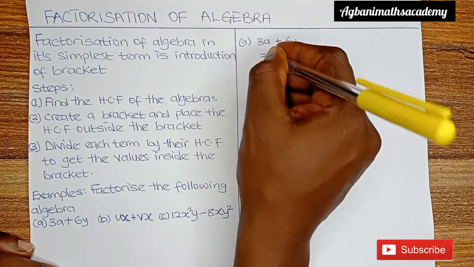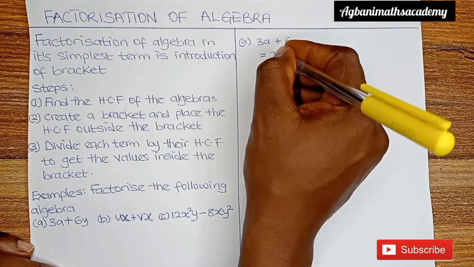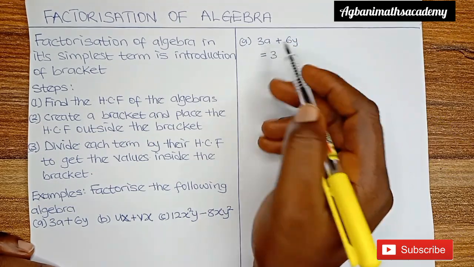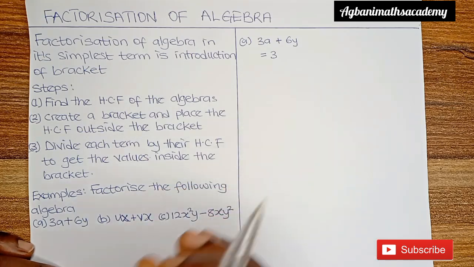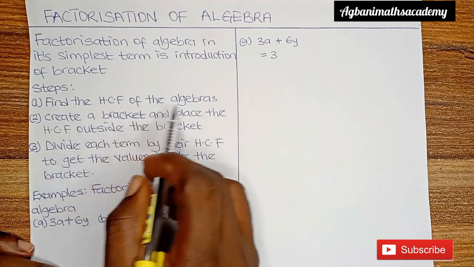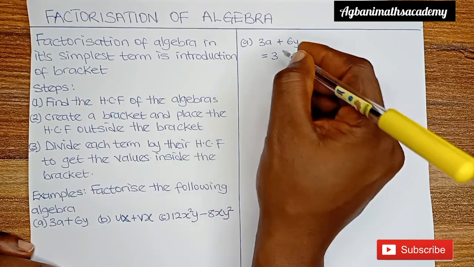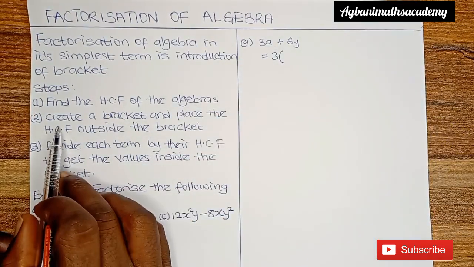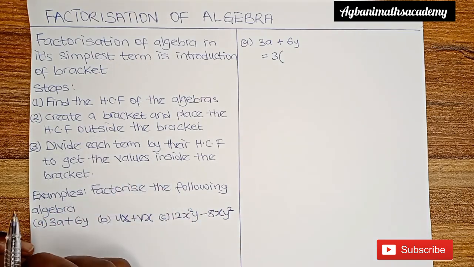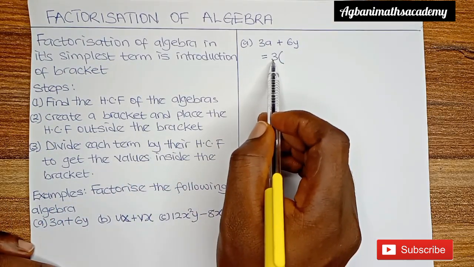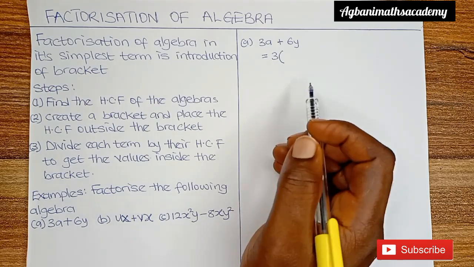So that means among the numbers, we bring out 3. Next, we look at the alphabet. Do we have anything that is common between a and y? The answer is no. This means that the HCF of the algebras is 3. So we bring 3 outside the bracket. Remember, we are told to create a bracket and place the HCF outside the bracket. So that's the second step. This is the HCF. We have placed it outside the bracket.